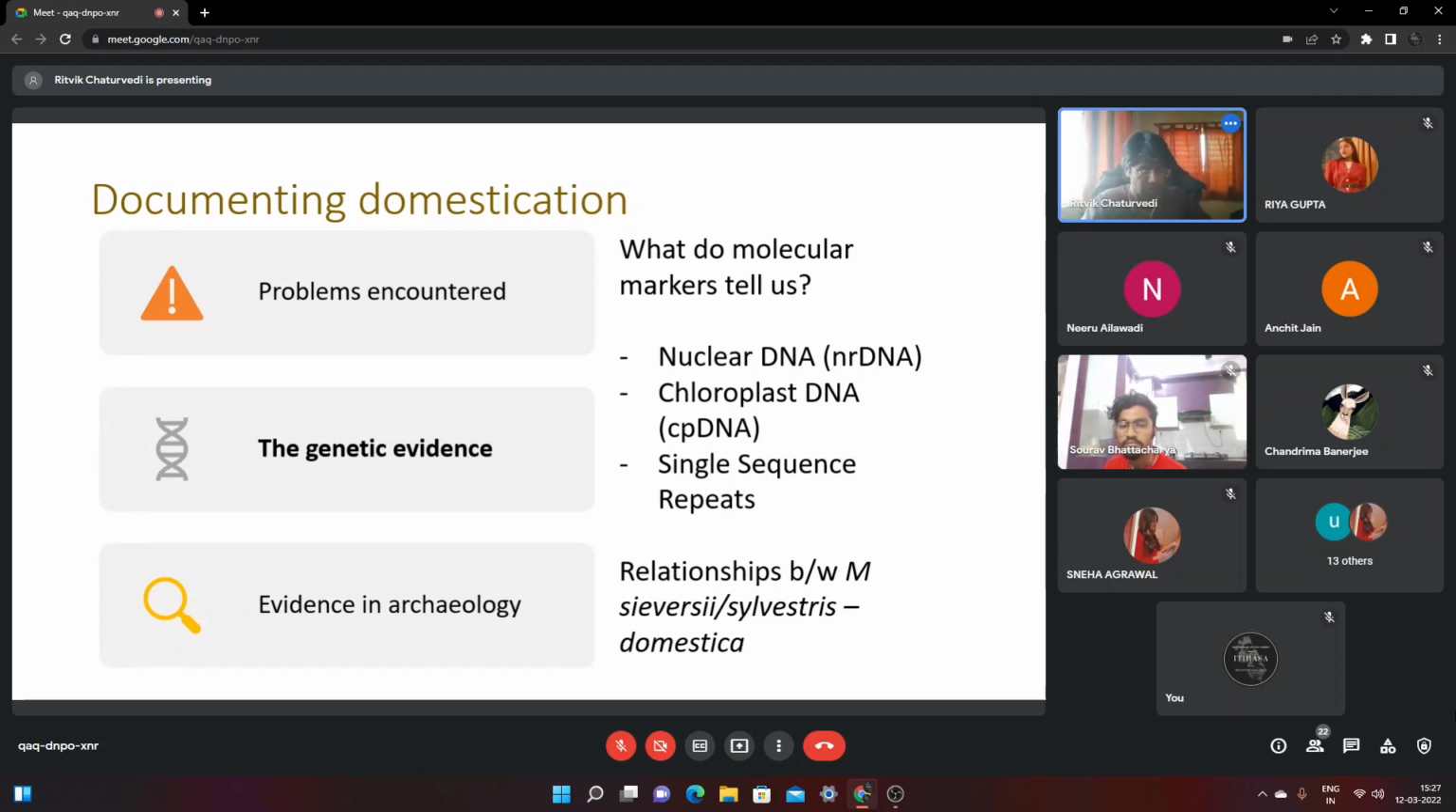An alternate explanation is also that the Sieversii populations that might have contributed to the original germplasm of the cultivated apple, the current genetic makeup, might have just gone extinct. We don't know. And as you students of history would know, absence of evidence is not evidence of absence.